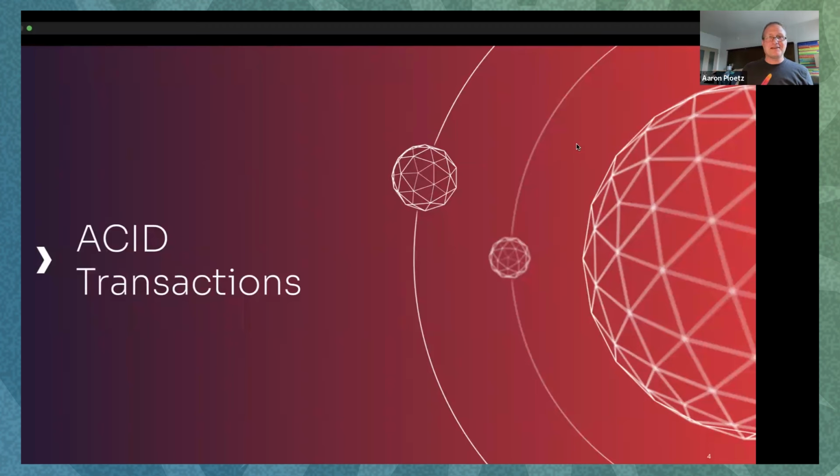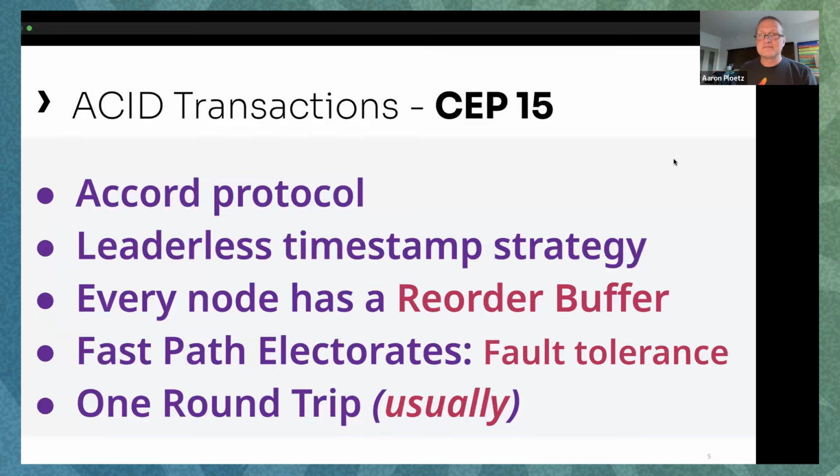All right. Might as well talk about the one that's gotten probably the most press so far, which is ACID transactions, which are now coming in Cassandra 5. So the driving force behind ACID transactions is the Accord protocol. There's actually a paper on it that describes that protocol in great detail. But the idea is that we have a leaderless timestamp strategy around how transactions are proposed and committed.